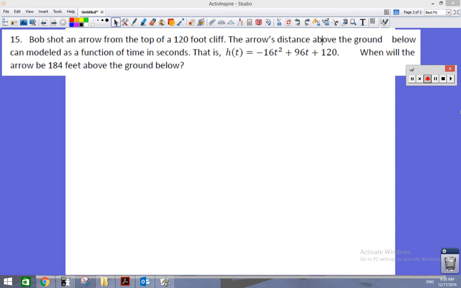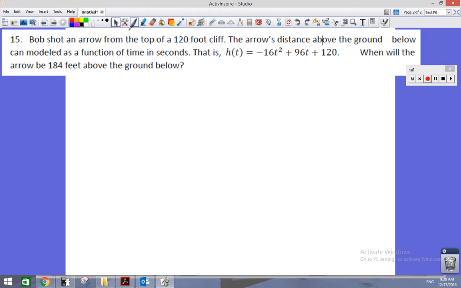We've got Bob, which of course is Robert Morris, shooting an arrow from the top of a 120-foot cliff. The arrow's distance above the ground below can be modeled as a function of time in seconds. That is h of t, and h is for the height. h of t is equal to negative 16t squared plus 96t plus 120. When will the arrow be 180 feet above the ground?